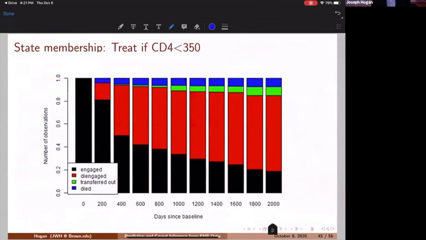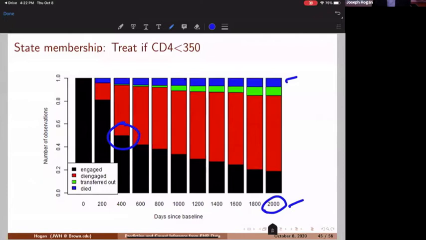So the outputs that come from these models can look like this. We can look at state membership. Let's suppose we treat if CD4 is less than 350. I switched colors here, but black is engaged, red is disengaged. You see this precipitous drop early. But this is what a program might expect in a cohort of 10,000 people. This is 2,000 days out, so that's several years out. What proportion of the people who enroll will still be engaged? There'll be a large proportion that are disengaged, and also some proportion of mortality.